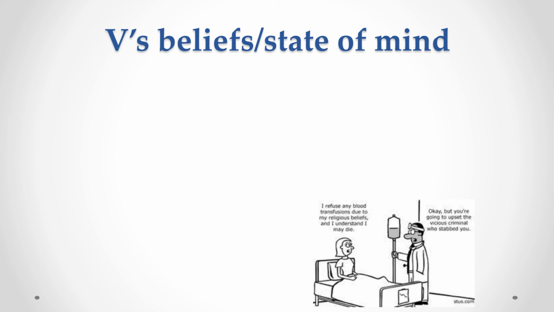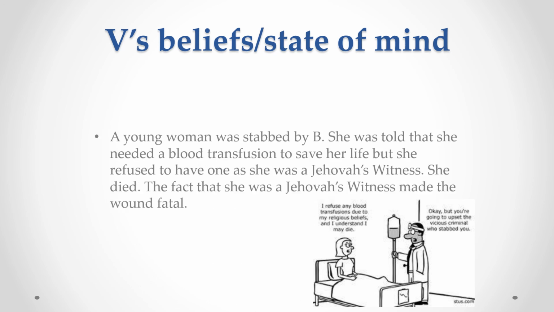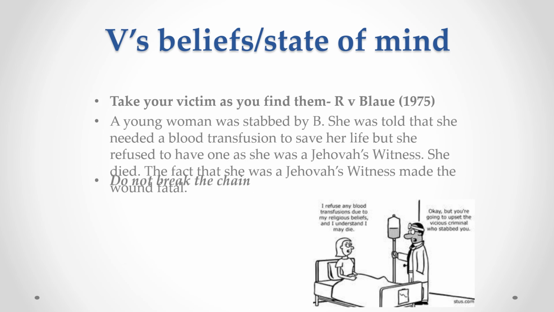As I referred to earlier, sometimes defendants have sought to argue that if victims refuse treatment or have a particular pre-existing condition that has contributed to their death, then perhaps that breaks the chain of liability. The courts have ruled in a famous case involving a defendant, Blaue, in 1975, that you must take your victim as you find them. They also refer to this as the thin skull rule in criminal law.